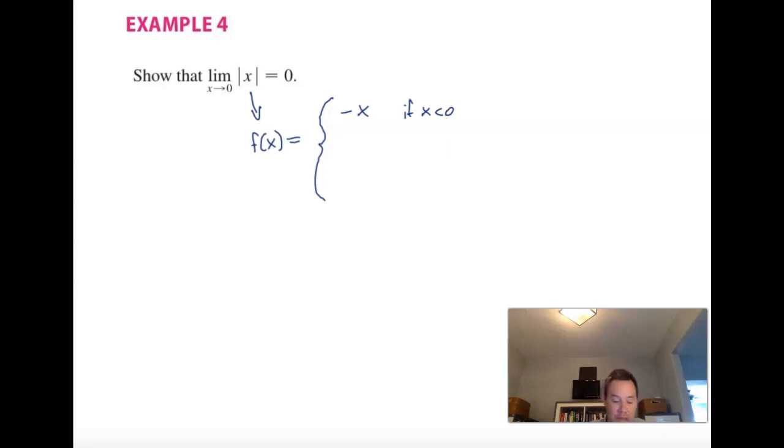So if I plug in a negative value for x, then we want the absolute value to return the opposite of that value, which would be positive 3 in that case, right? All right, and then if x is positive, so if x is greater than 0, the absolute value just returns x itself.